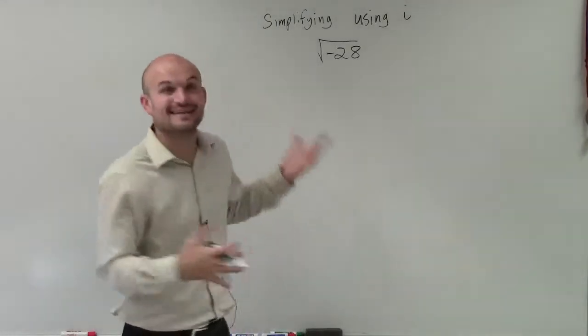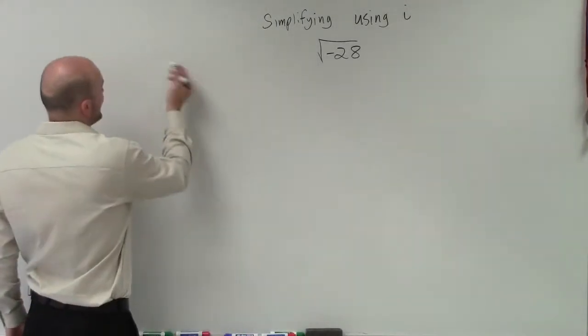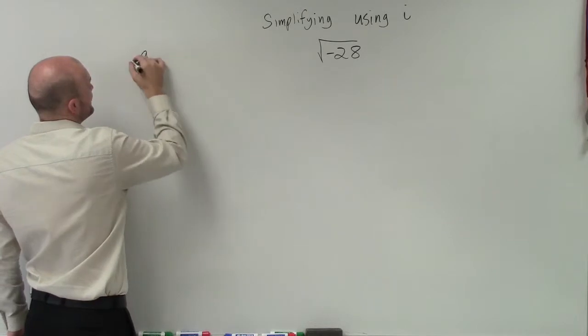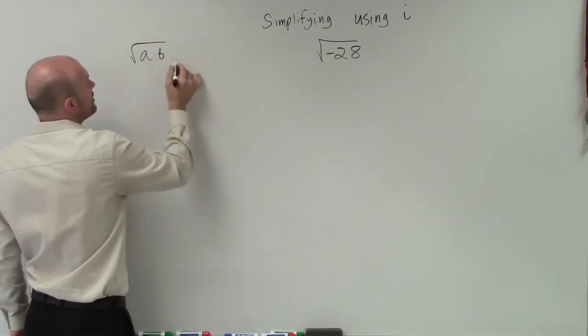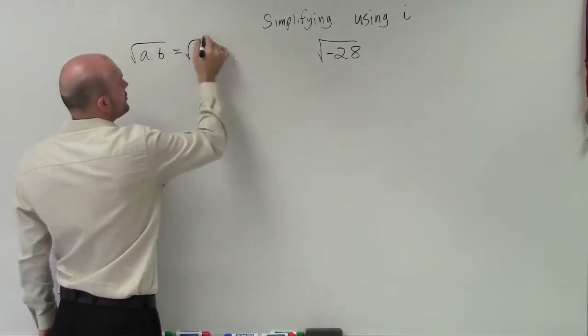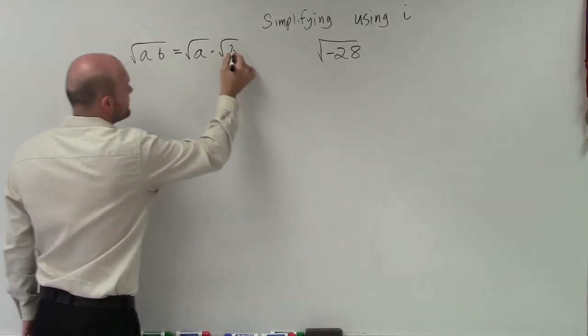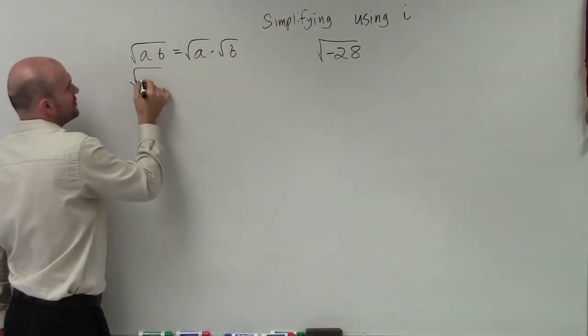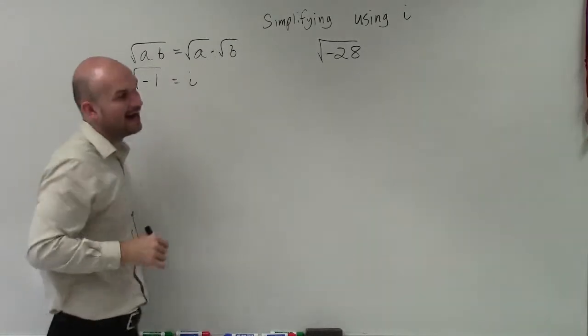Okay, so now we're getting into the fun ones, right? What I have here is, again, I keep on erasing this, but remember that the root of a product can be rewritten as the root of A times the root of B. And then also remember that the square root of -1 represents i, okay?